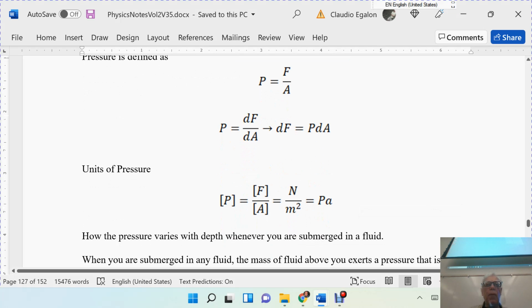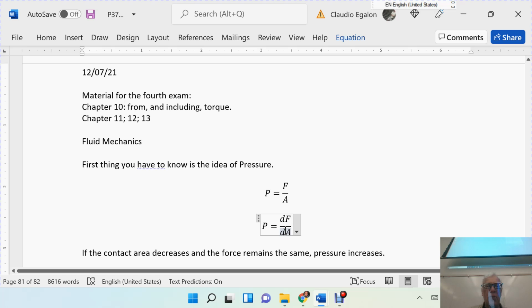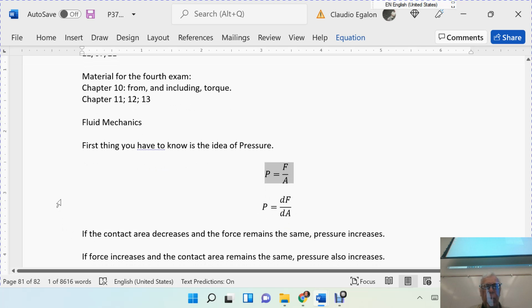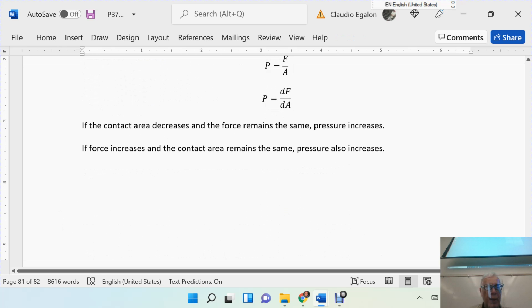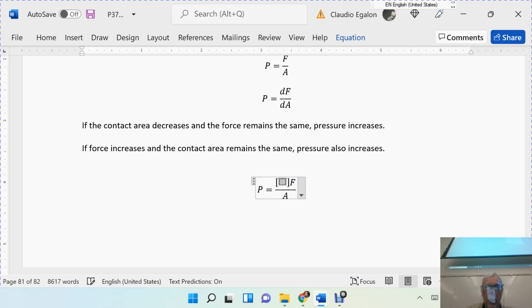Okay, what's the unit of pressure? Simple enough. Do dimensional analysis. Here you go. The unit of pressure is going to be the unit of force divided by the unit of area. And what do you get? We get Newton divided by meter squared.